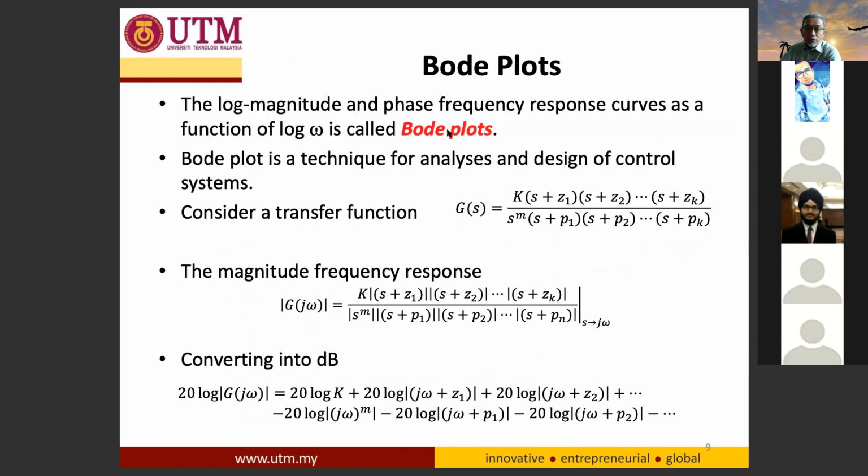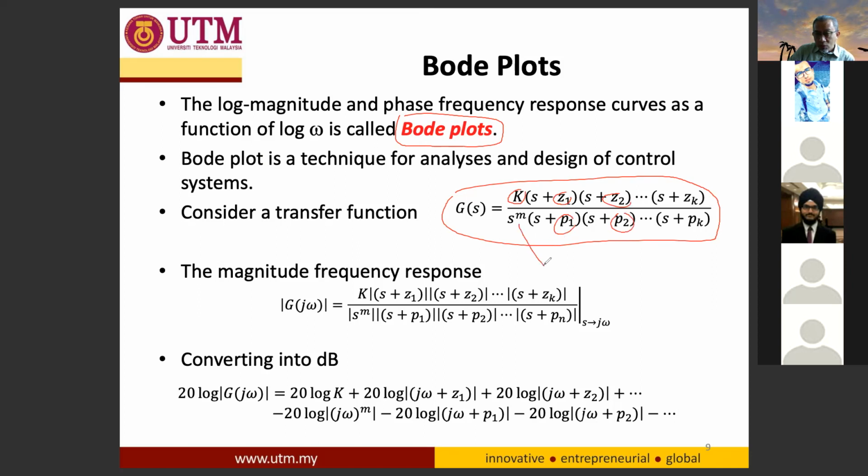The log magnitude and phase frequency response curve as a function of log frequency, we call a Bode plot. The Bode plot is a technique for analysis and design of a control system by considering these transfer functions. G(s) is the open loop transfer function where K is the gain, Z1, Z2, and so on are the zeros, and P1, P2 are the poles, and this indicates the type of the system.